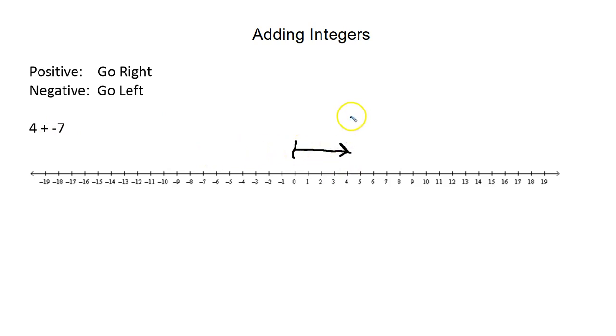So at that positive 4, I'm going to move back to the left because this is a negative number, and I'm going to move 7 units. So counting on my number line, there's 1, 2, 3, 4. I'm back to 0, but I've got to keep going. 5, 6, 7. And I end up right at negative 3, which happens to be my correct answer.